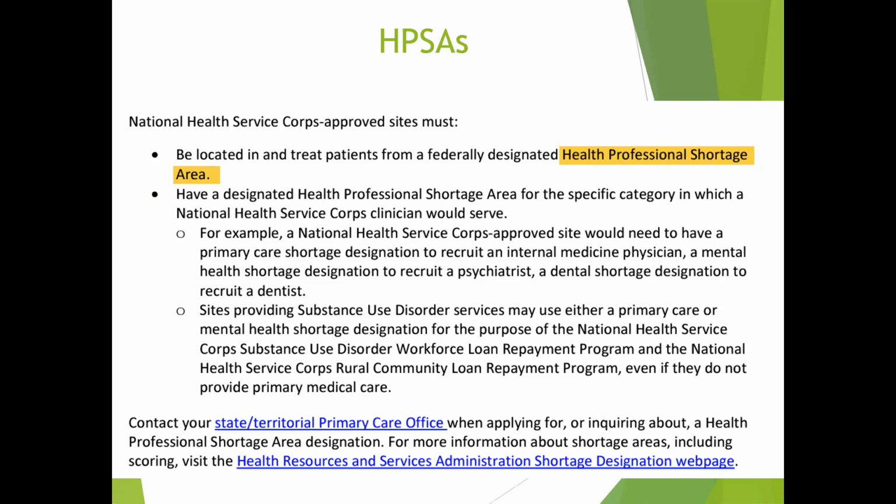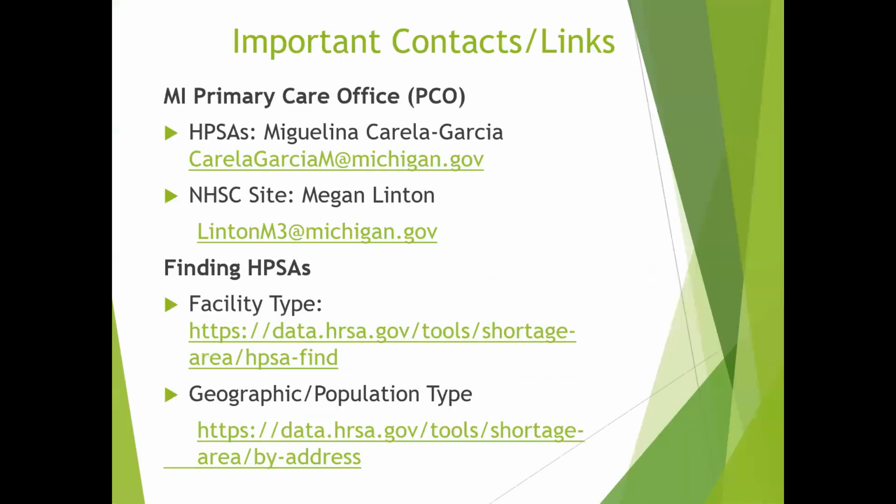So if an individual is an adult medicine physician, you would need to have a primary care shortage designation. If you're hiring a social worker, there would need to be a mental health shortage designation. And if you're recruiting a dentist, obviously a dental shortage designation. Sites providing substance use disorder services may use either a primary care or mental health shortage designation. But if you want any more information about HPSAs, definitely contact the state primary care office for Michigan when applying, and they'll have more information about HPSAs.